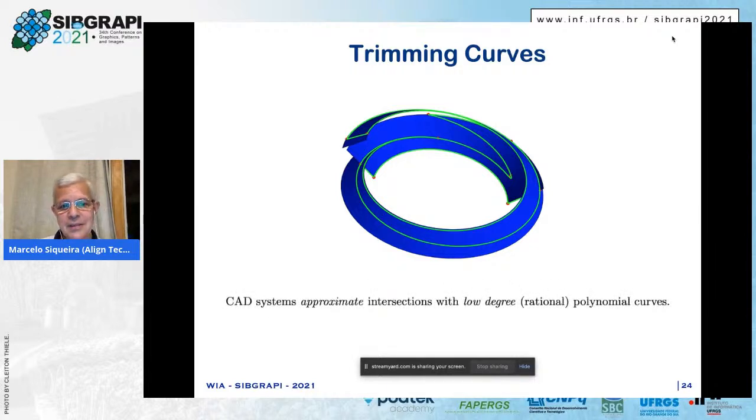And what they do is indeed what can be done. If you want to stick with the rational polynomial representation, and especially with low degree, all you can do is to approximate those intersections with low degree rational polynomial curves. Right? But the problem is that when you approximate, the curve is not exactly what is there. And what happens is that we project those intersection curves back to the surfaces. And in each surface, the curve is obviously slightly different, right? In each surface patch. And that's why gaps arise. So this is very much the root cause of the problem.